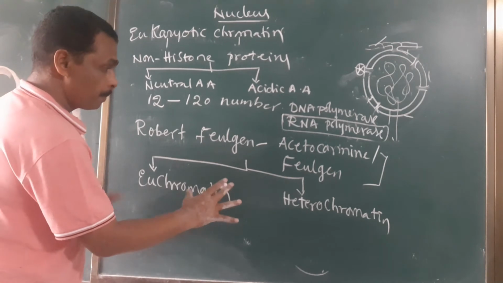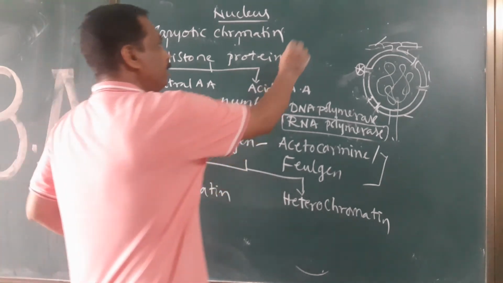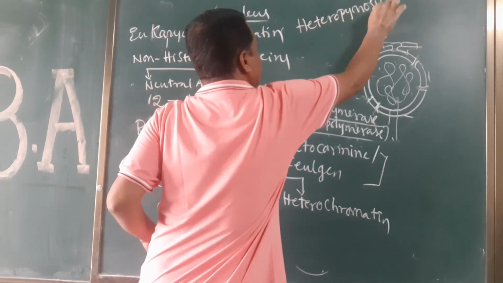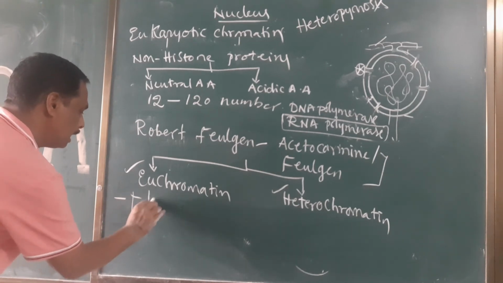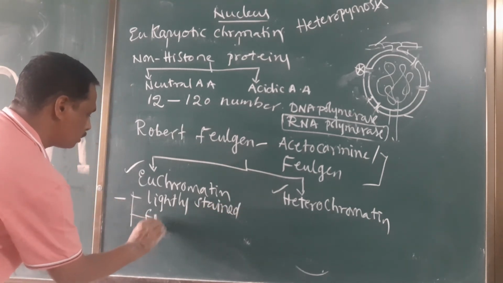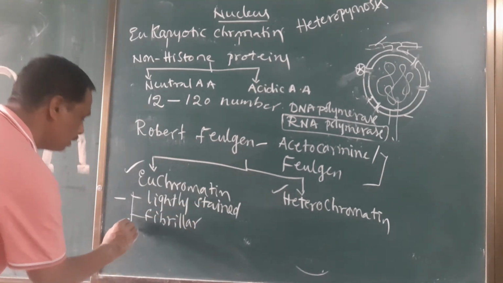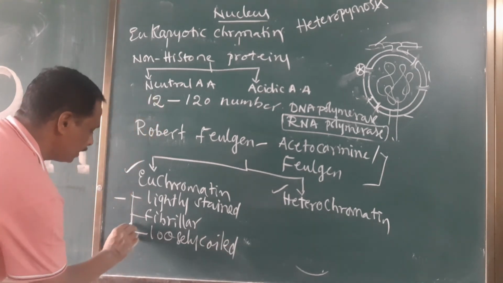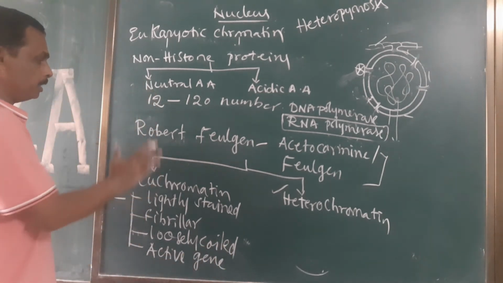So the differential staining parts can be seen in the chromatin. That's why it is called heteropycnosis. This differential staining is called heteropycnosis. In this, we can see euchromatin and heterochromatin. Euchromatin is the lightly stained fibrillar part of chromatin material, and it is loosely coiled chromatin material and contains active genes.